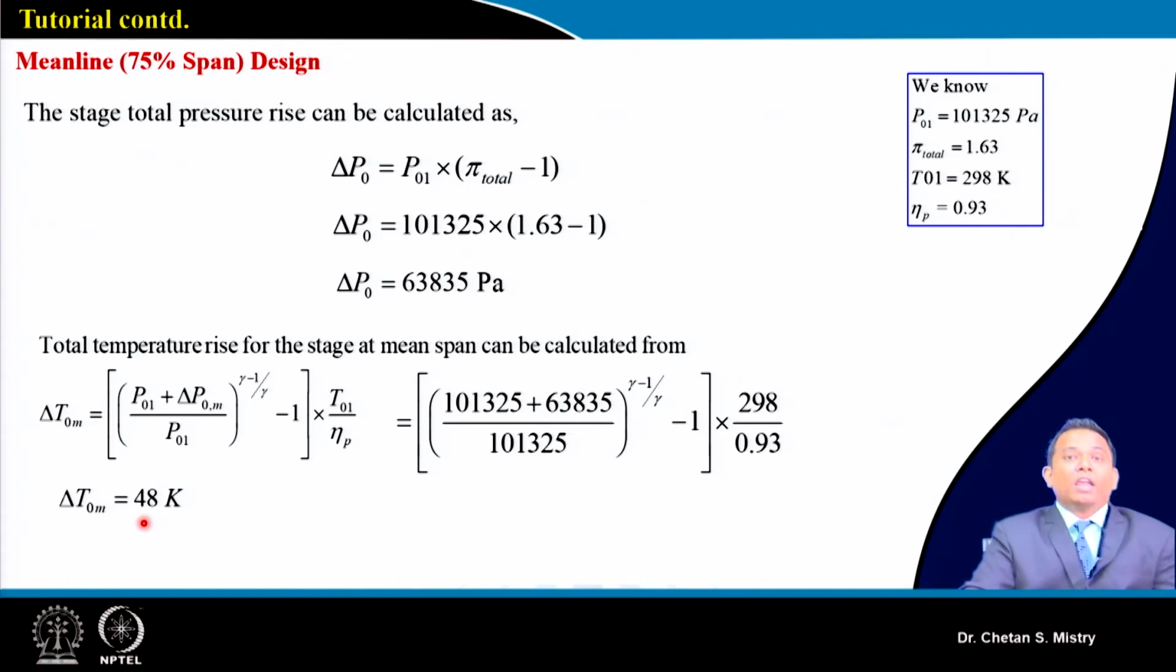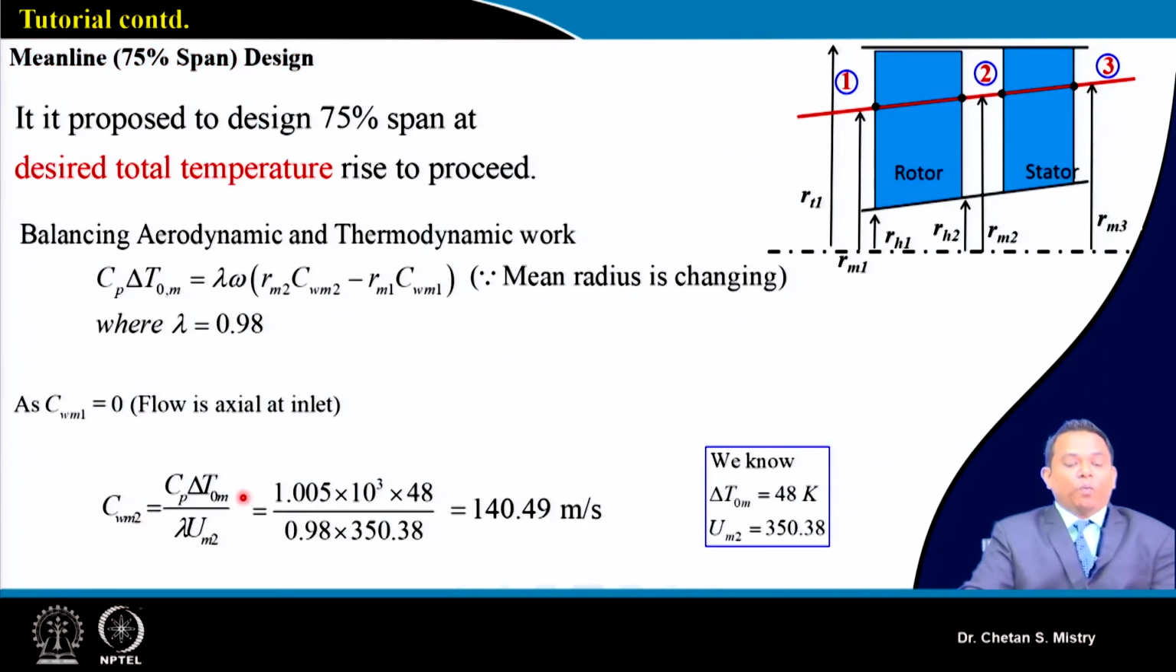What we have done in the earlier design, in line with that only we are moving forward. So now at 75% span, we are assuming our pressure ratio to be 1.63. We will be balancing our aerodynamic work and thermodynamic work, so you can say it is Cp delta T0 at mid station. This is nothing but our lambda, and we are assuming this lambda to be 0.98.